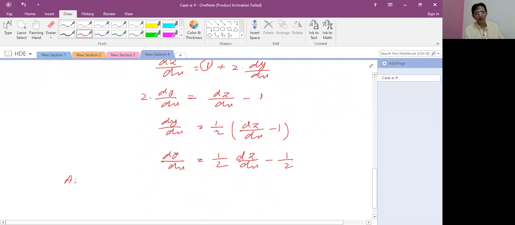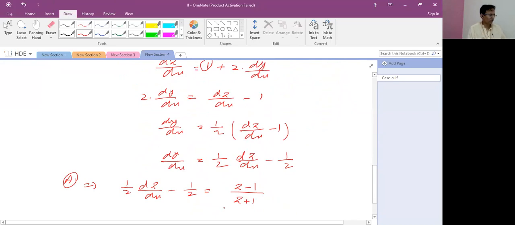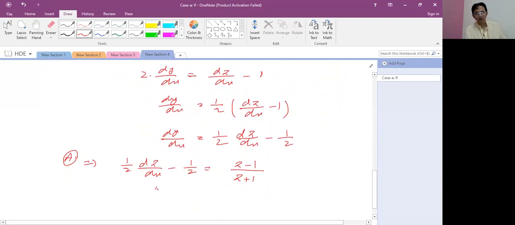So A implies that 1 upon 2 into dz upon dx minus 1 upon 2 is equal to z minus 1 upon z plus 1. This equation is formed, student. After that, if we simplify, the whole equation multiplying by 2, it means 2 multiplied by 2, they should cancel each other.